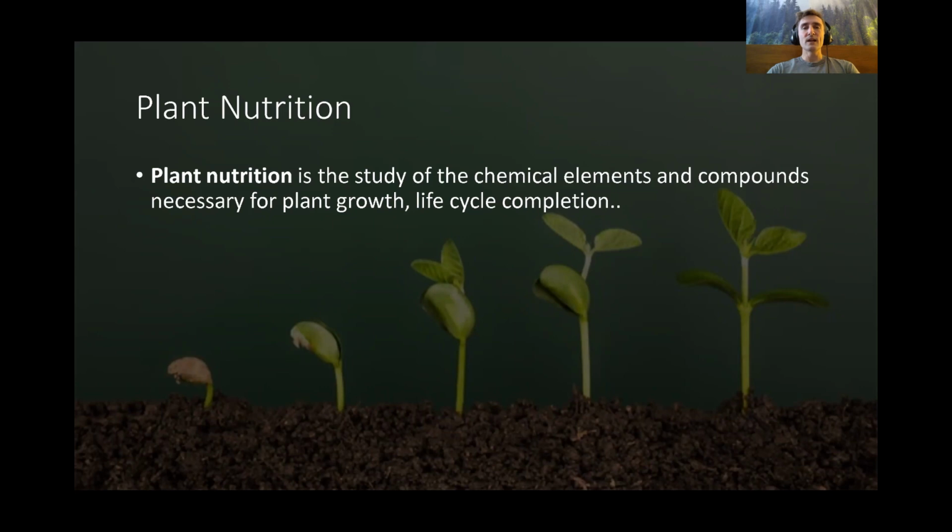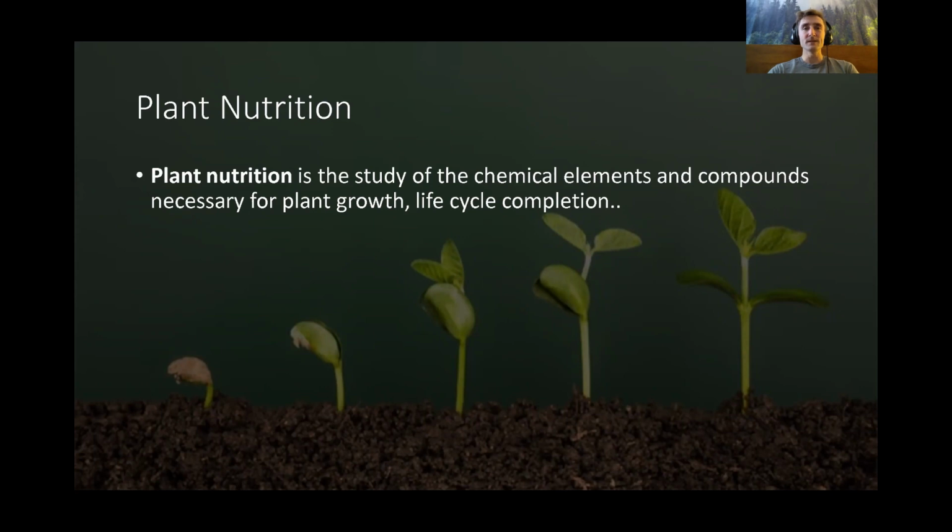So when we study plant nutrition, we are studying how the plant gets the chemical elements and compounds that are necessary for growth and life cycle completion. Growing is kind of the first general thing that all living things want to do. They want to be born and then grow, express themselves, mature. And then the next important step is reproduction.